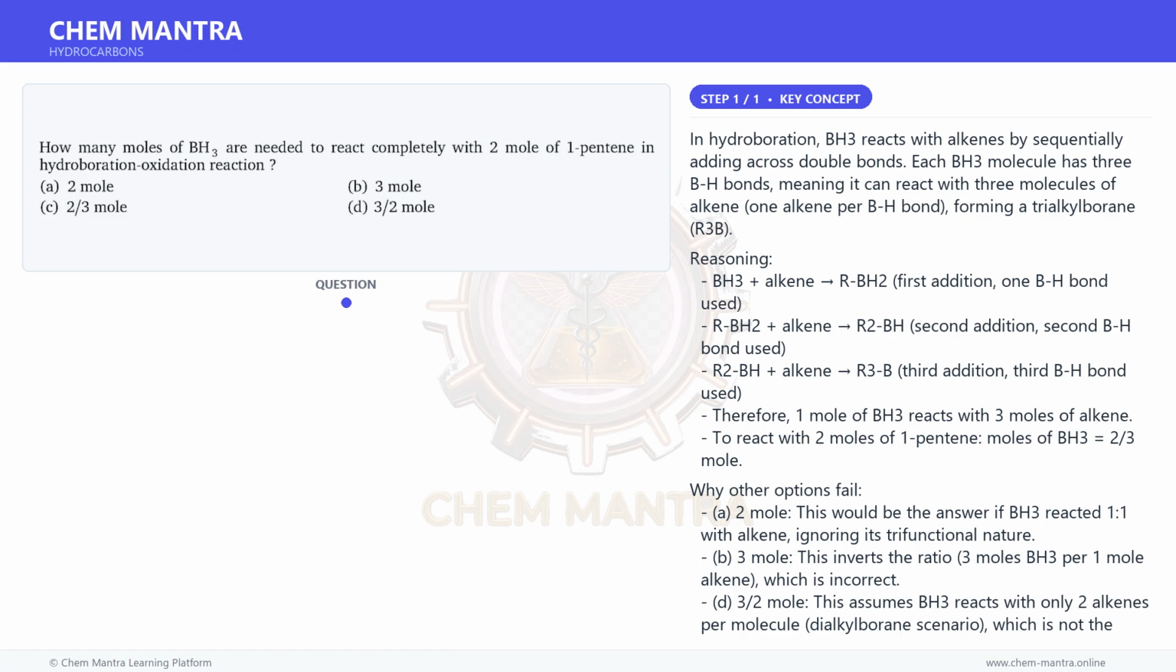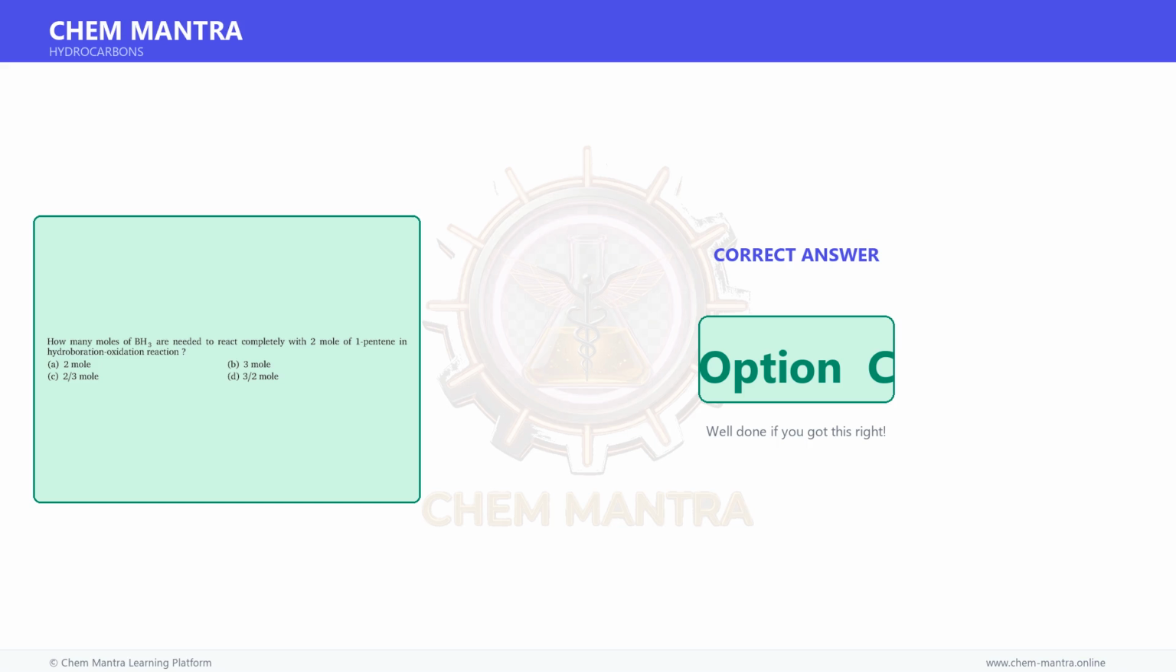D. 3/2 mole. This assumes BH3 reacts with only 2 alkenes per molecule, dialkylborane scenario, which is not the standard hydroboration stoichiometry. The correct stoichiometry is 1 mole BH3 per 3 moles alkene, so for 2 moles of 1-pentene, 2/3 mole of BH3 is required. Therefore, the correct answer is option C.